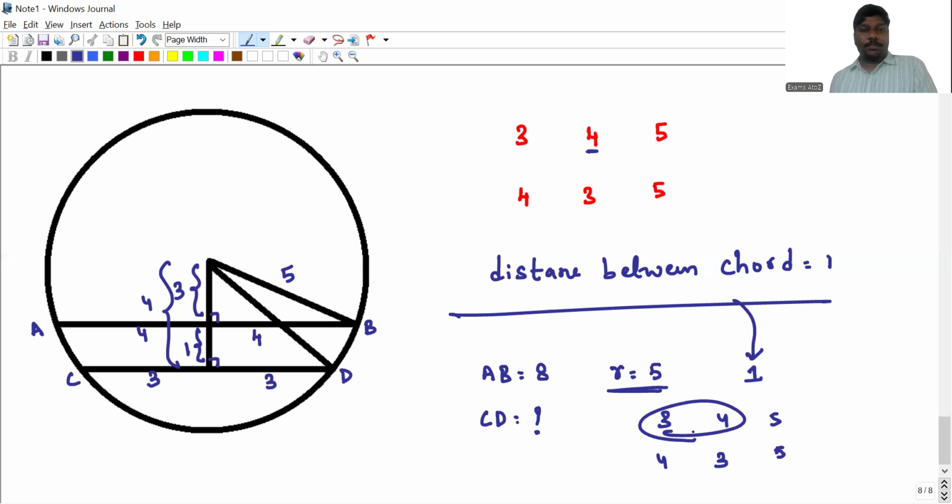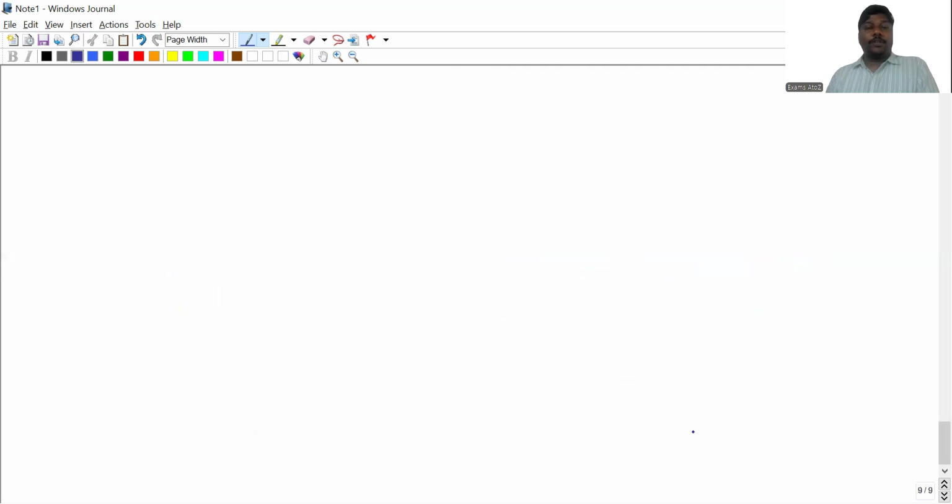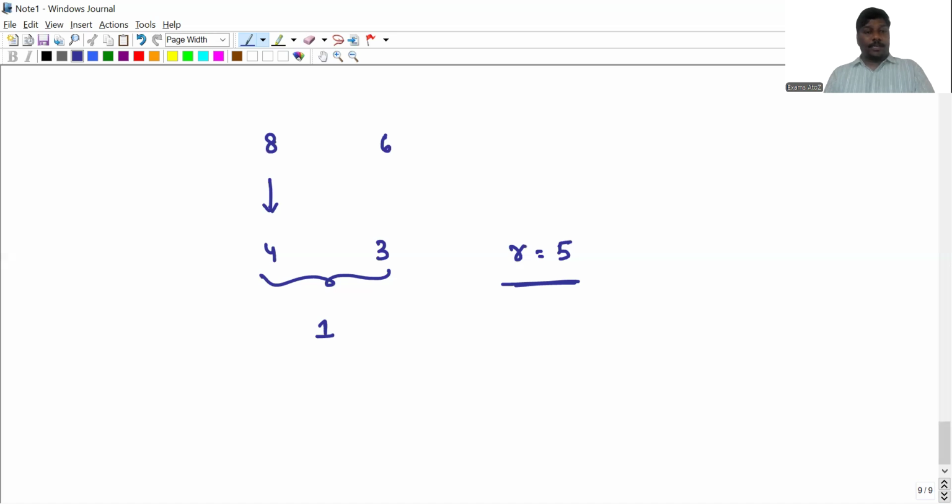Yes, the difference matches. Sometimes they'll give you the two chords. One chord is 8, another chord is 6. You always take half of the chord. This will be 4, this will be 3. And they say the distance between the two chords is 1. Then what is the radius? Obviously, the radius will be 5. This is when they say same side.